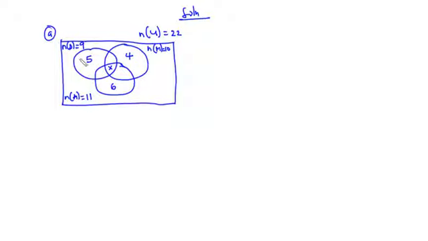Now let the number of players who play defense and midfield only be A minus X. Let the number of players who play defense and attack only be B minus X. And the number of players who play midfield and attack only be C minus X. Now let's consider each of the three positions. Let's start with defense.